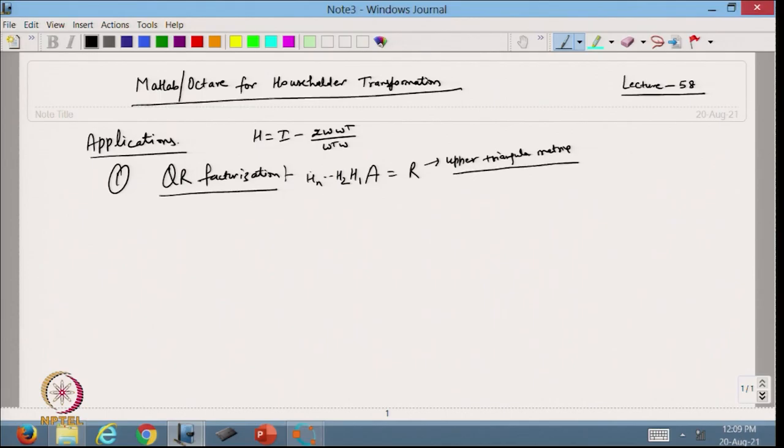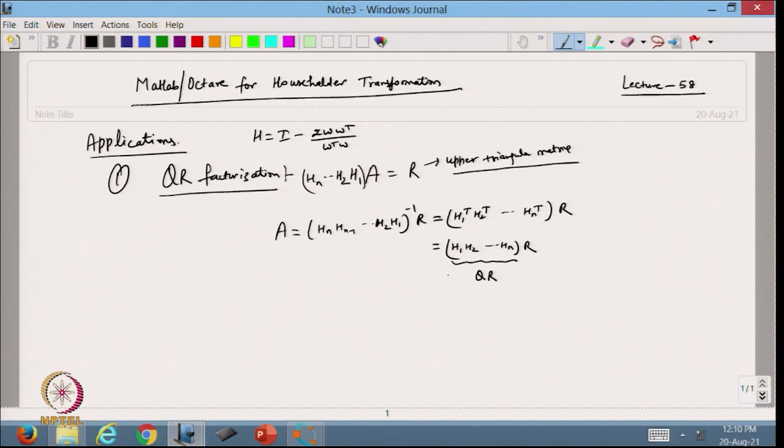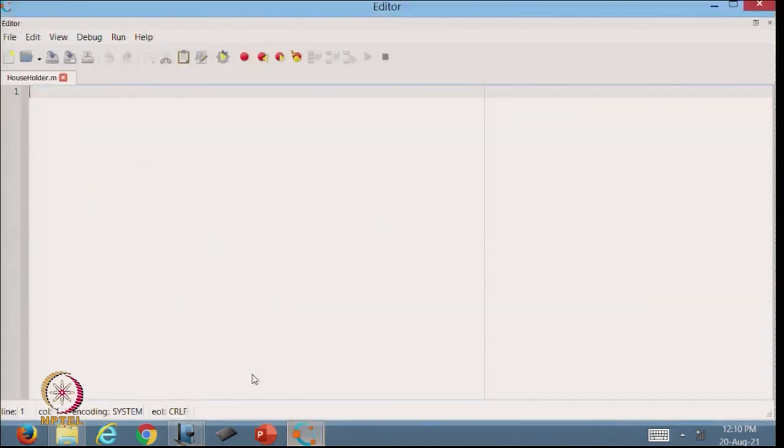So in this case, H1, H2, and so on are all orthogonal matrices. So I can write this as HN, HN minus 1, up to H2, H1 inverse R. Inverse means this is equal to transpose, so I can write this as H1 transpose, H2 transpose, up to HN transpose R, and since these are symmetric matrices, it becomes H1, H2, up to HN, which is an orthogonal matrix, as the product is also orthogonal. So I will get QR. So my A is QR, and this is the QR factorization of the given matrix. Let us do this in Octave.